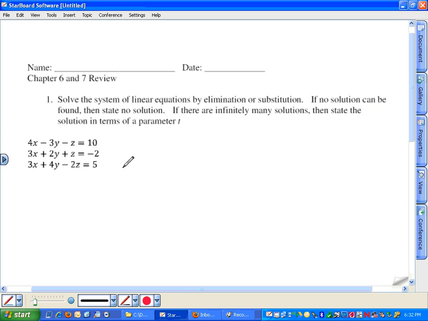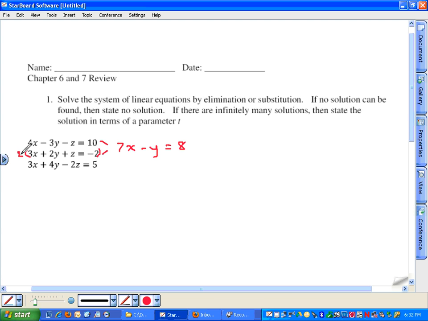For question number 1, I'm going to take the top two equations. I notice here that z has a negative z and a positive z, so if I add these two top equations together, that's going to result in 7x minus y is equal to 8. Then if I multiply this middle equation by 2, that will give a positive 2z right here, which is going to cancel with that negative 2z.